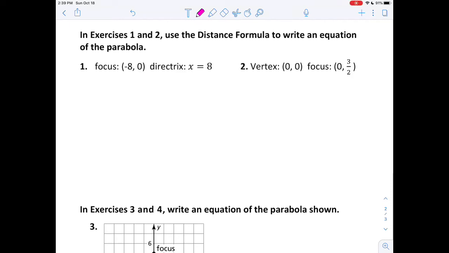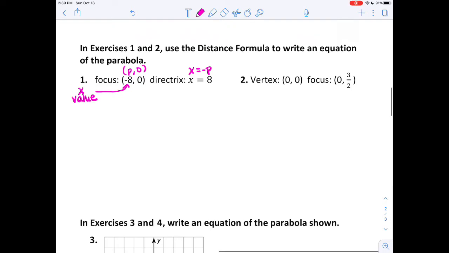We're going to now practice writing an equation of a parabola using the equations that we discussed on the previous page. So example number 1, we have a focus at the point (-8, 0), and a directrix at x equals 8. Notice that we have a -8 for our p-value, and we have a +8 for our directrix, which is -p.